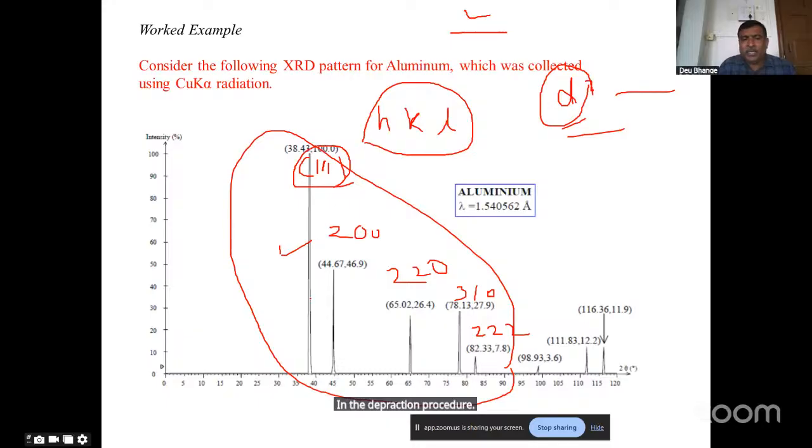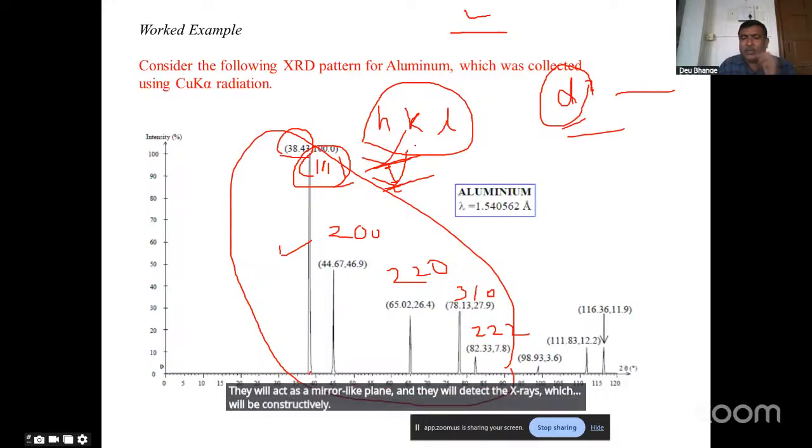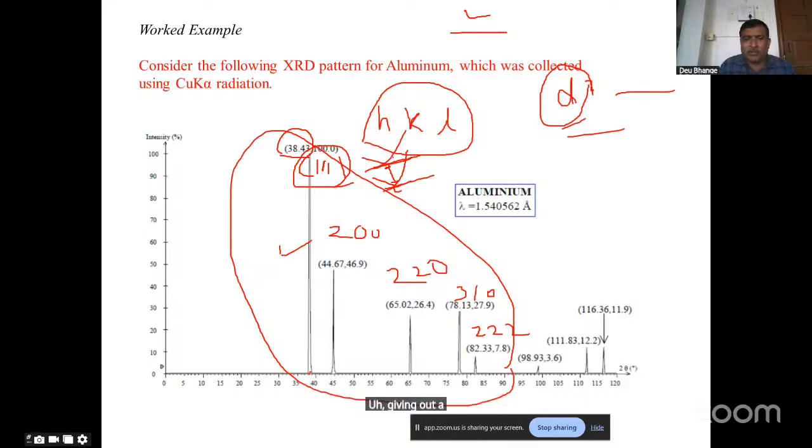It means the peak that appeared in the XRD pattern at a 2 theta value of 38.43 is just because of the two parallel planes in the crystal, 1 1 1. So the 1 1 1 plane of one unit cell and of another unit cell are parallel to each other. They will act as mirror-like planes and diffract the X-rays, constructively giving out a reflection pattern.